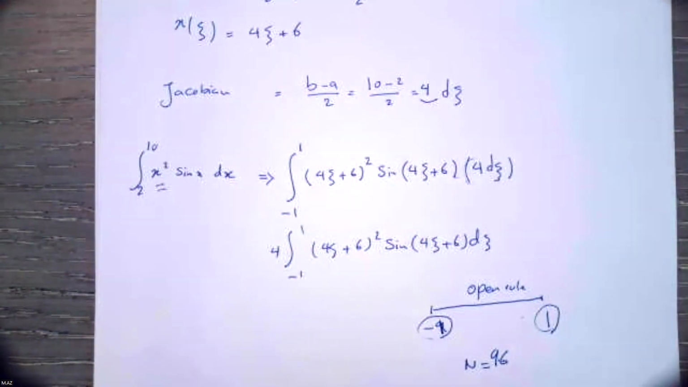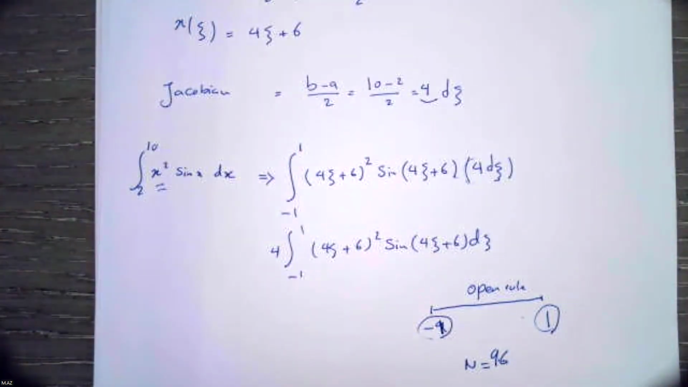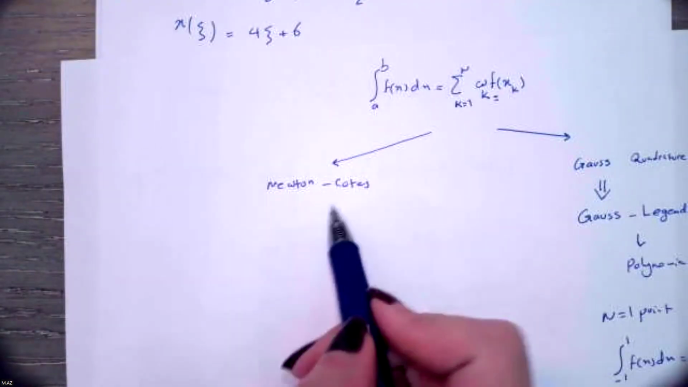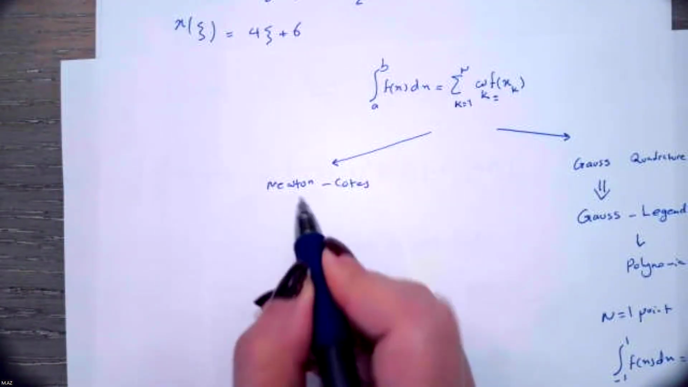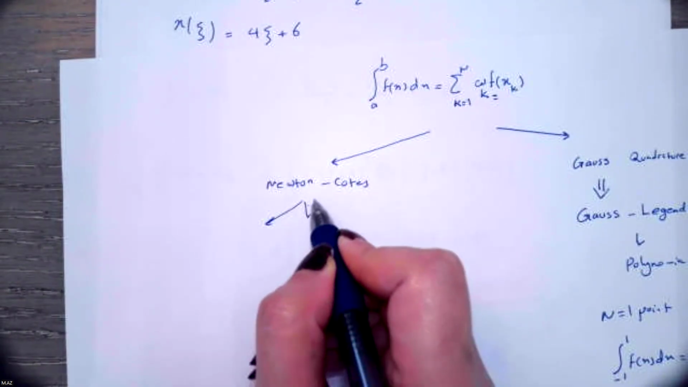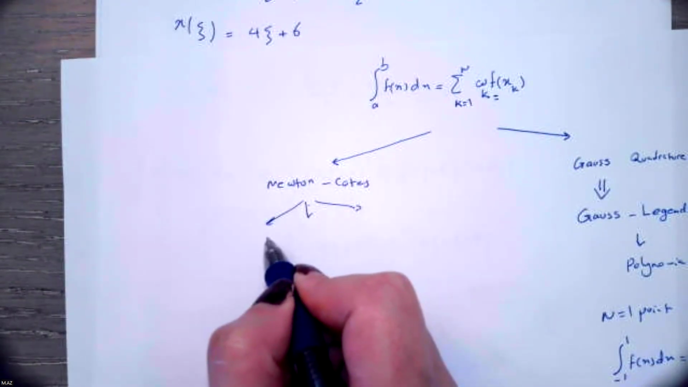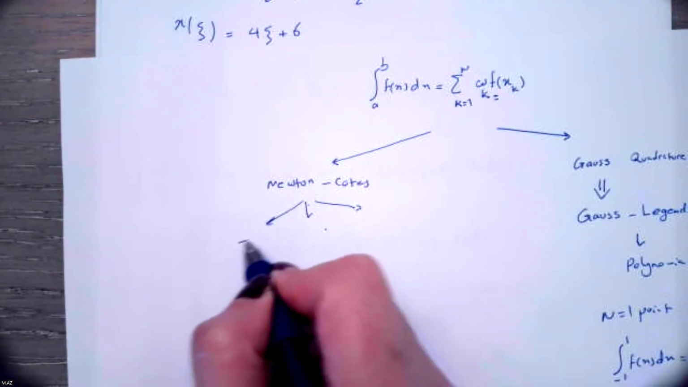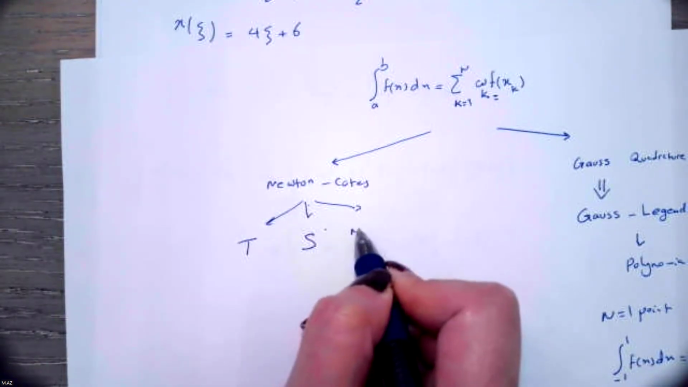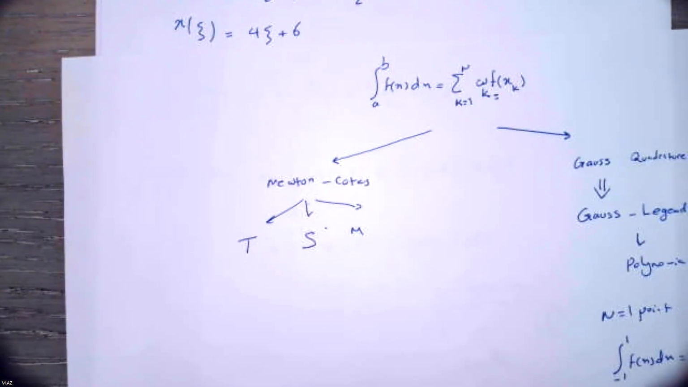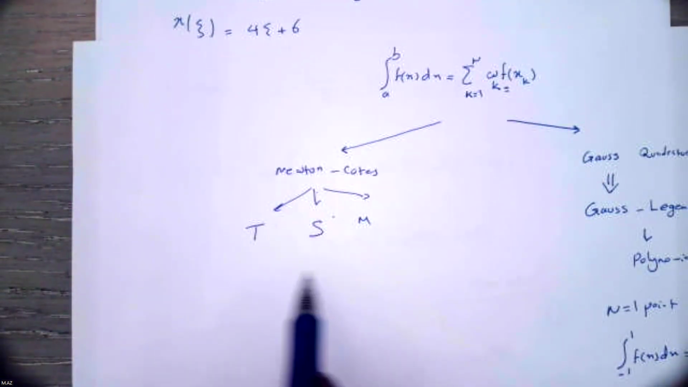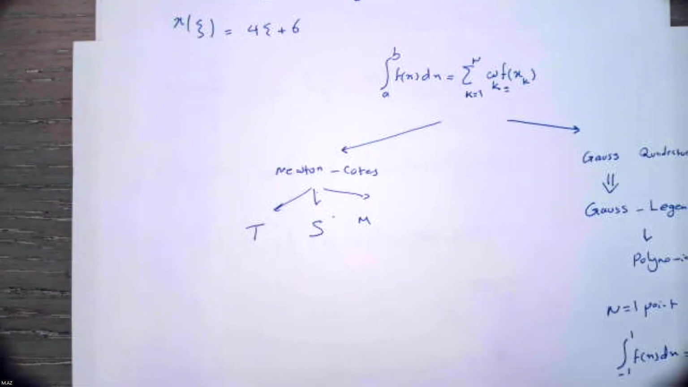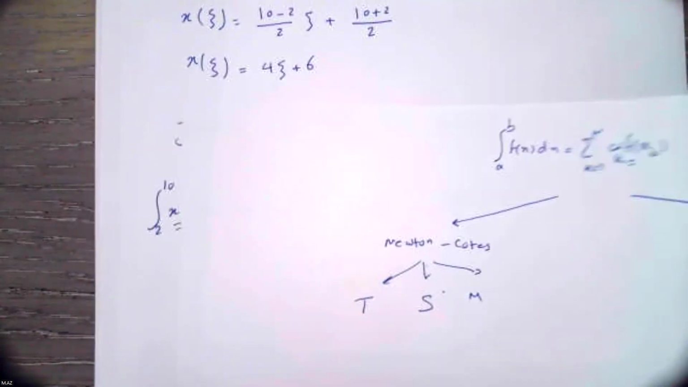Now we are talking about the second group of numerical methods, called the Newton-Cotes method. In the Newton-Cotes method, we have three methods: trapezoid, Simpson, and midpoint. And now we are trying to understand how we can find each of these equations.